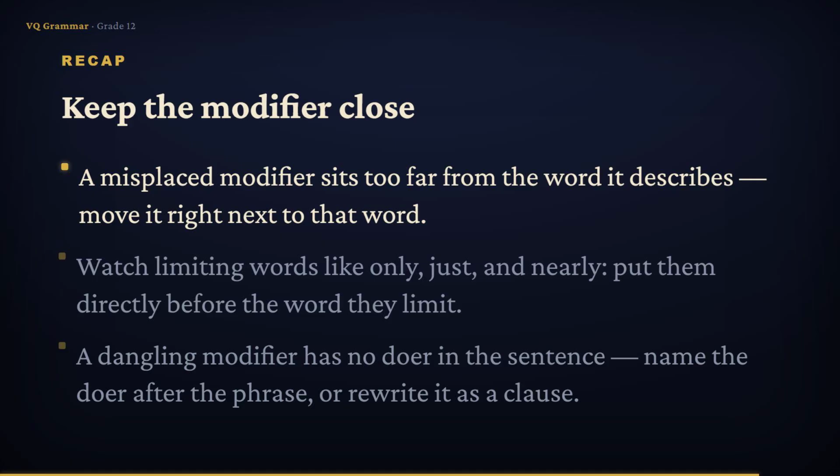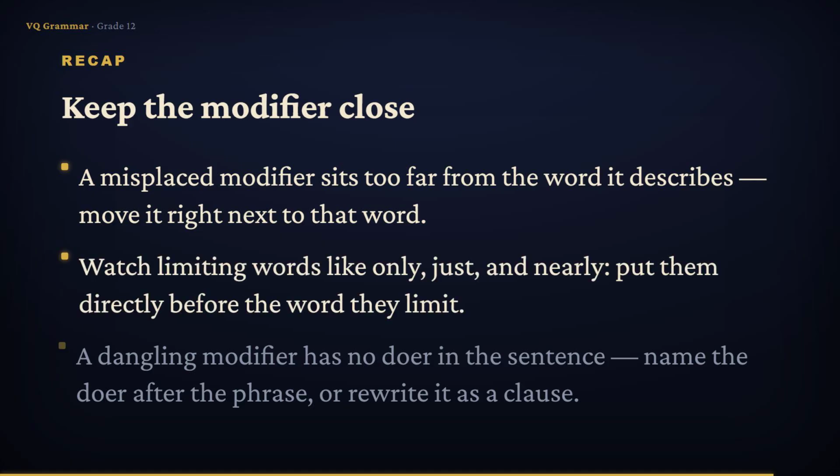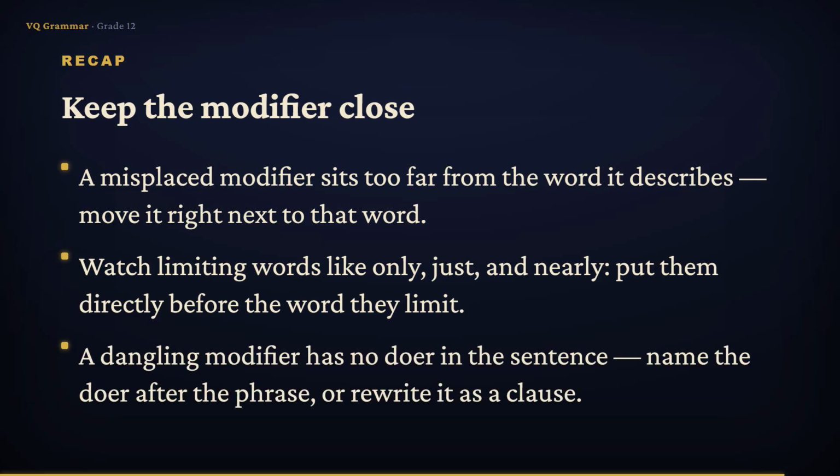Let's gather it all up. First, a misplaced modifier is simply in the wrong spot. It sits too far from the word it describes, so slide it right next to that word. And watch those limiting words like only, just, and nearly especially closely. Second, a dangling modifier has no doer anywhere in the sentence. Fix it by naming the doer right after the opening phrase, or by rewriting the phrase as a full clause. The single rule behind both: put the modifier next to what it modifies, and make sure that word is actually there.